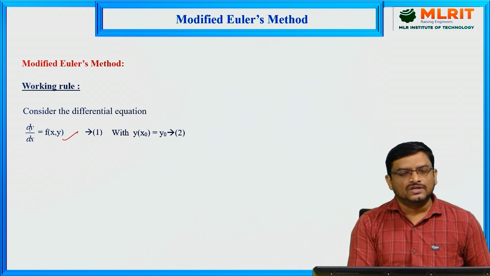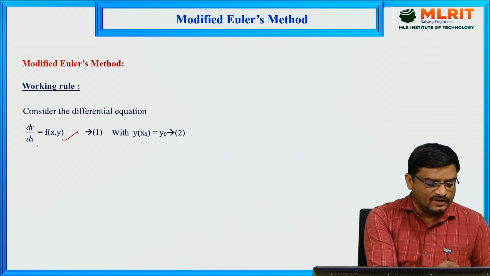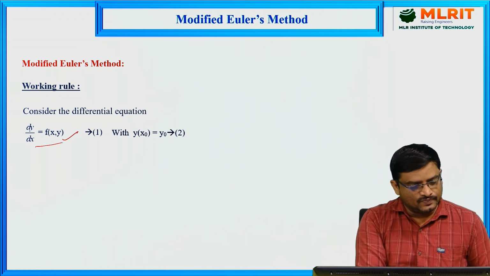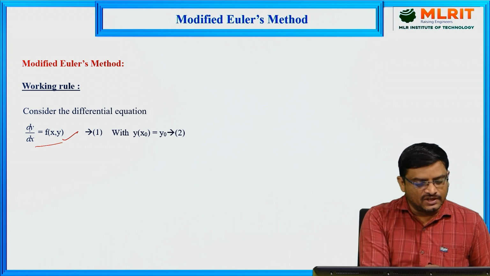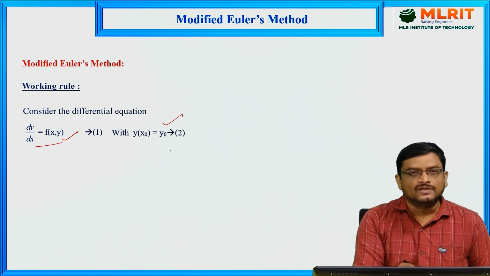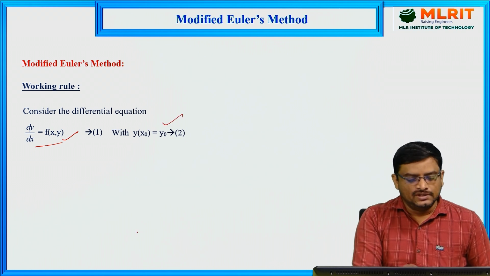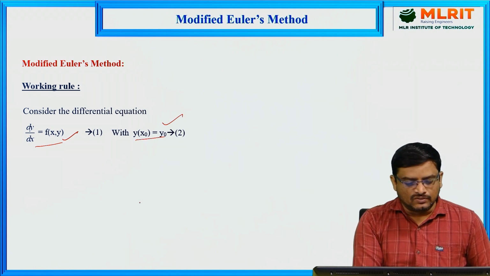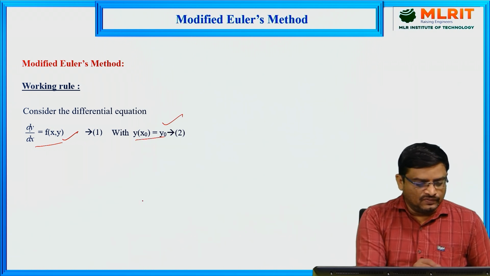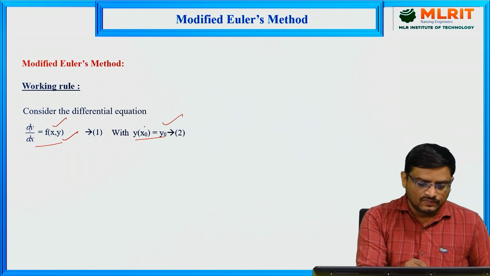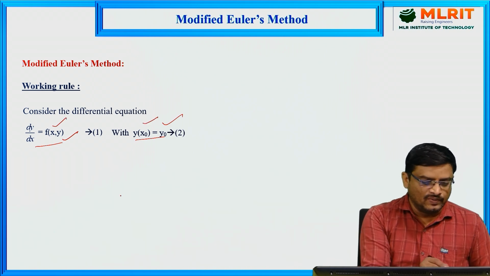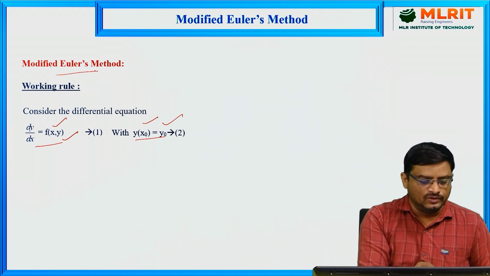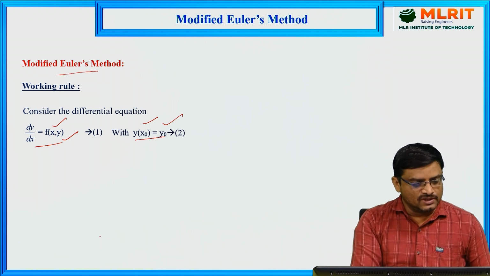The first order differential equation we have considered, the standard form is dy by dx is equal to f of x comma y. Along with this differential equation, we have to get some initial condition. The standard form of that initial condition is y of x naught is equal to y naught. Now for this differential equation, at this initial condition, we have to find the numerical solution by using modified Euler's method.